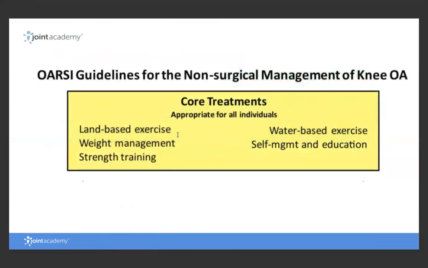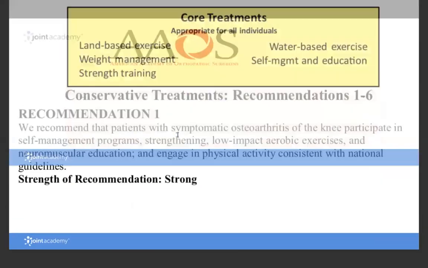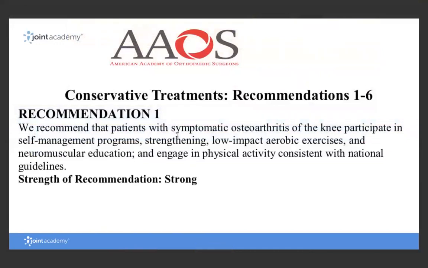AORC guidelines basically say the core treatment should be land-based exercise, weight management, strength training, water-based exercise, and self-management education. So that's one recommendation from AORC. The American Academy of Orthopedic Surgeons has a very strong recommendation for people to go through neuromuscular education, physical activity, following national guidelines.